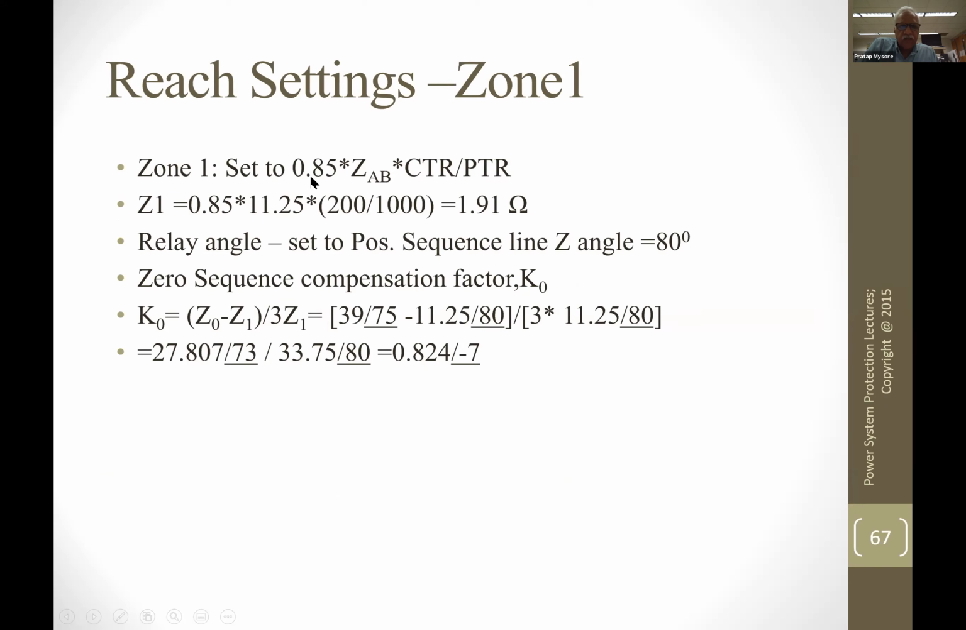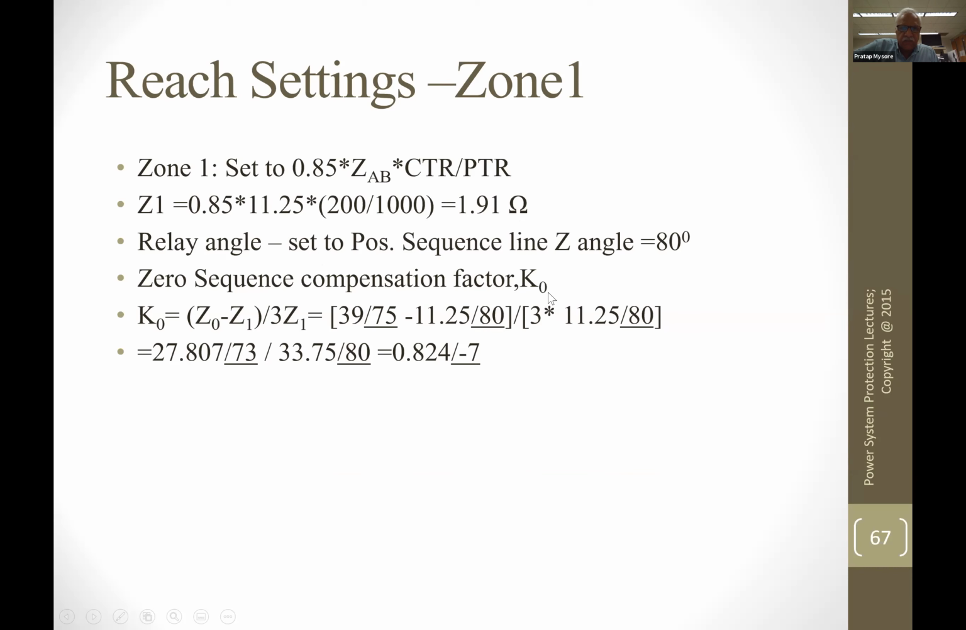So zone 1 is 0.85 times ZAB times CTR by PTR. If we do that, CT ratio is 1000 to 5, it is 200. PT ratio is 1000. And actual ohms of the line is 11.25. Positive sequence zone 1 is set to 1.91 ohms in the relay. And the relay angle is set to positive sequence line angle of 80 degrees.